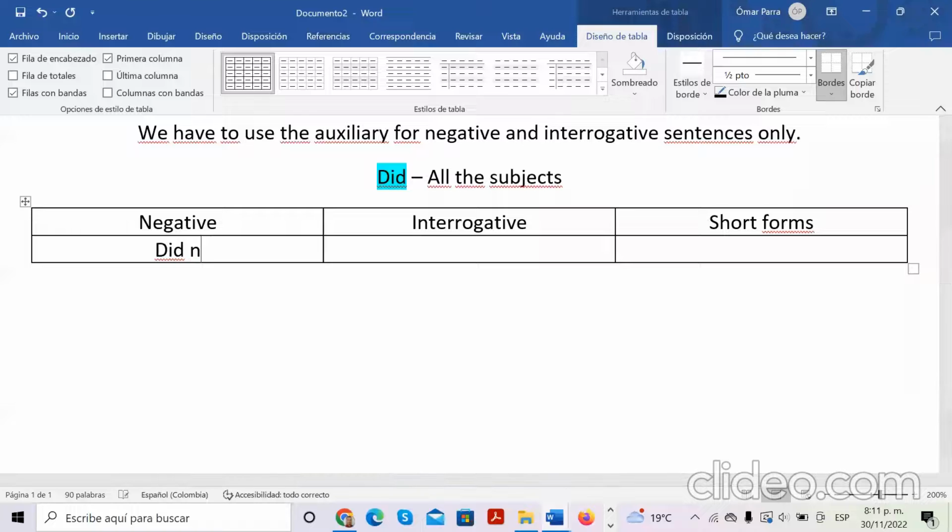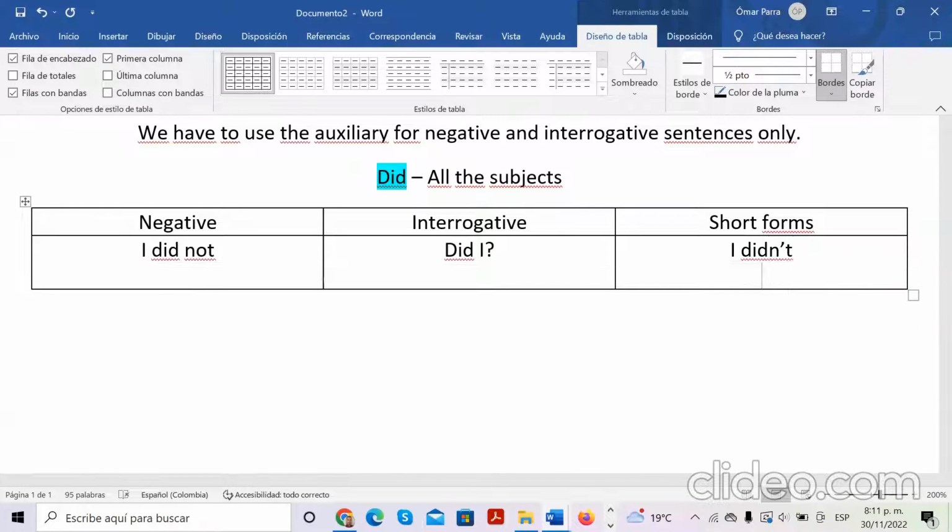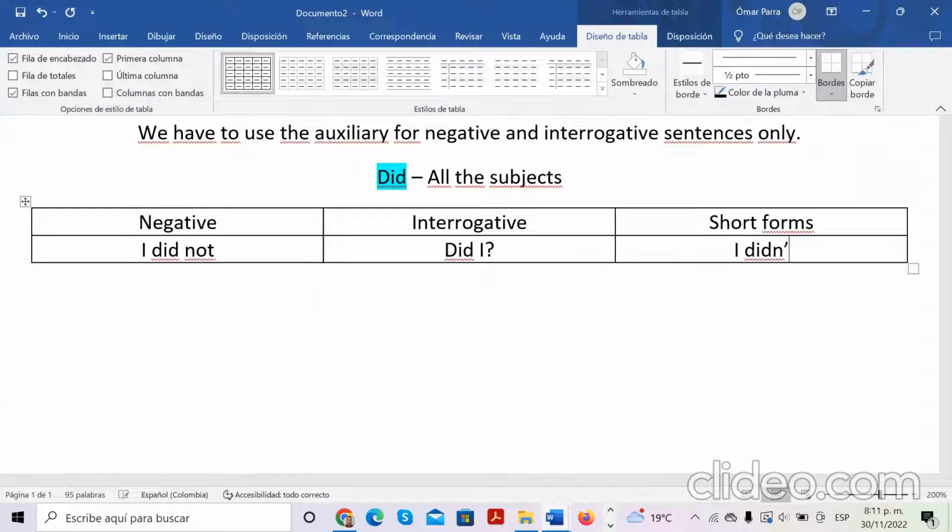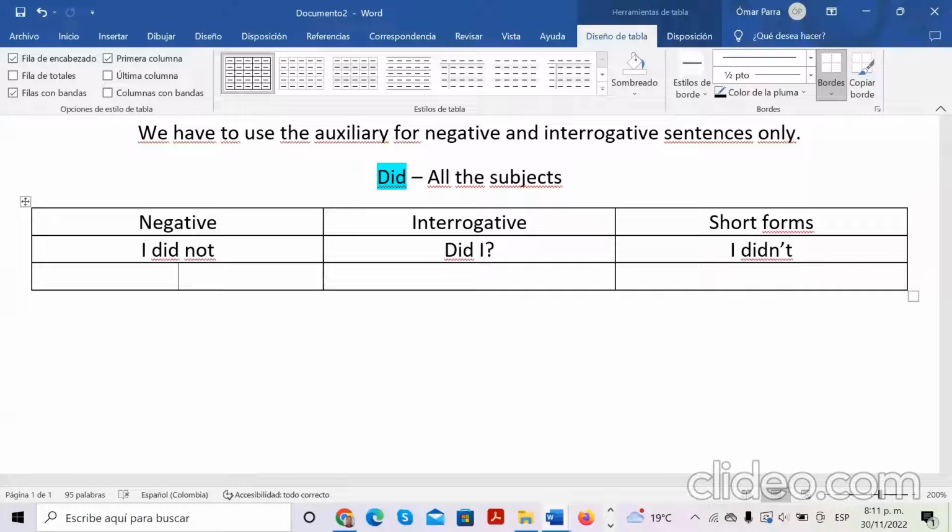Like I was telling you. So: I did not. If it's a question, did I? Okay, if it's negative, well, I didn't. Okay, let's go for the other subjects. So, you did not. Did you? You didn't.